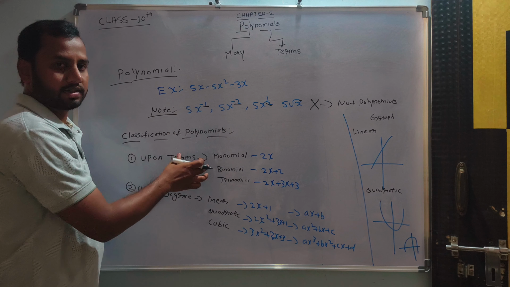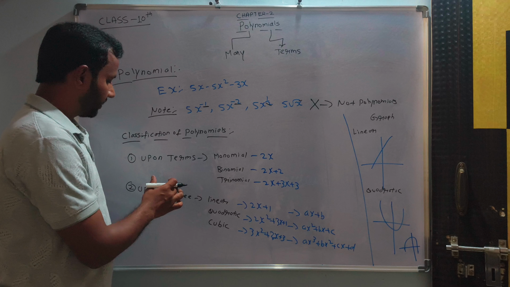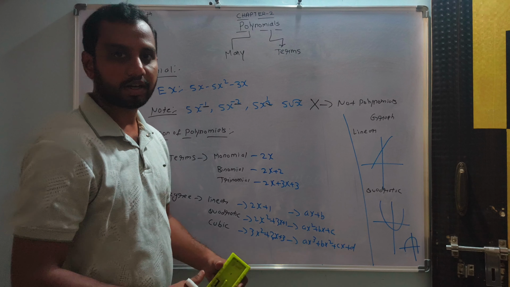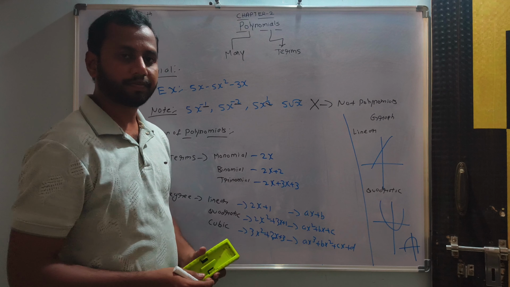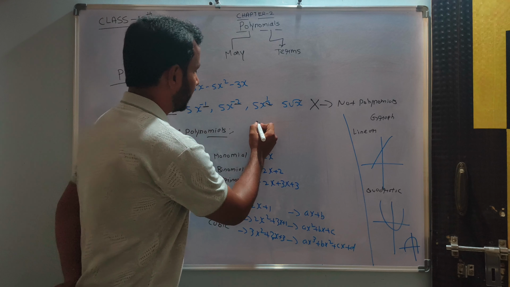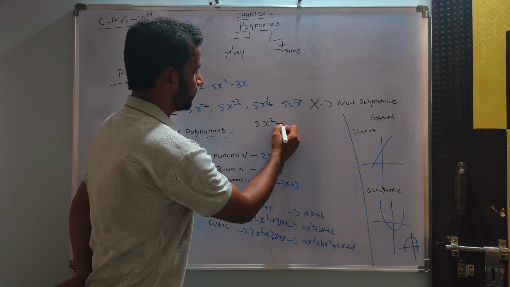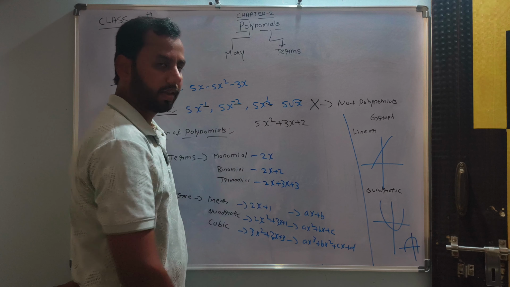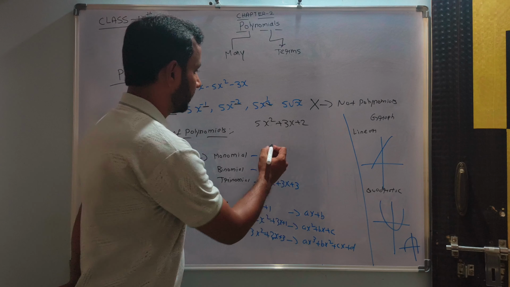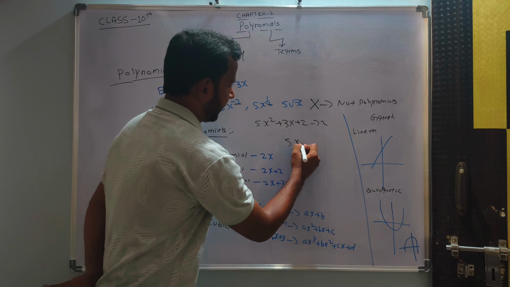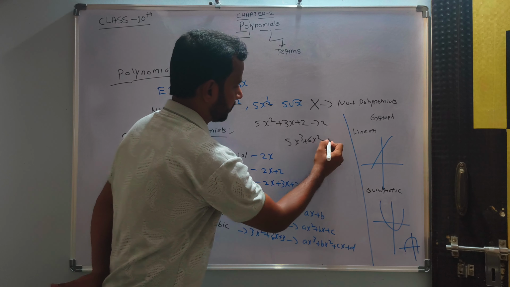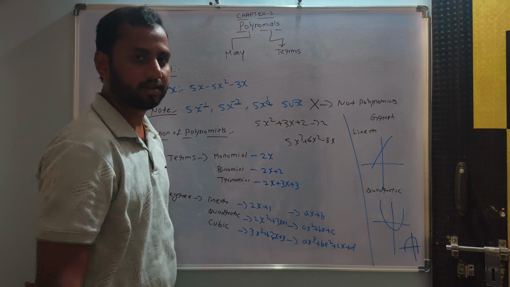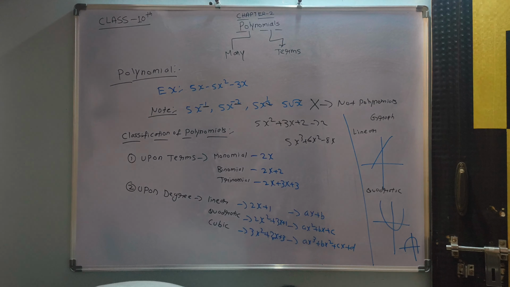Now, polynomials are broadly classified into two types. One is upon terms, one is upon degree. Before studying this, we will study what degree is first. Degree means the highest power of x. For example, 5x square plus 3x plus 2. What is the highest power of x here? 2. Here 2 is called the degree of the polynomial. Now 5x cube plus 6x square minus 8x. What is the highest power of x here? 3. Here I can say that 3 is the degree for this polynomial.